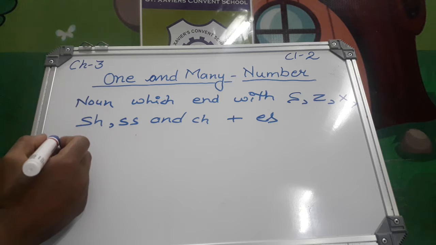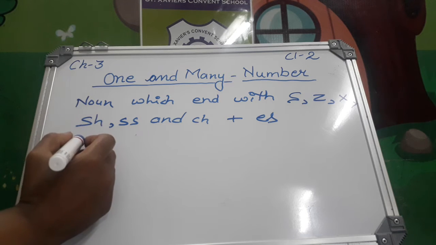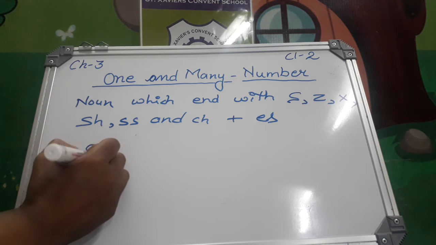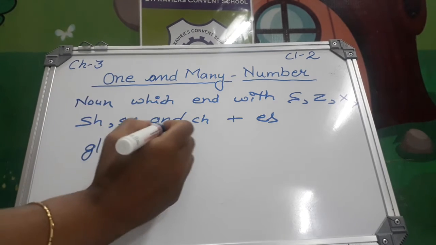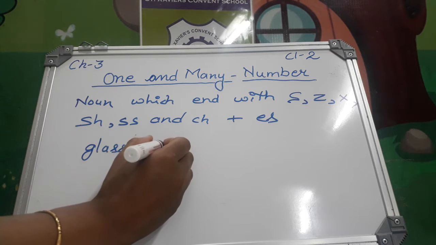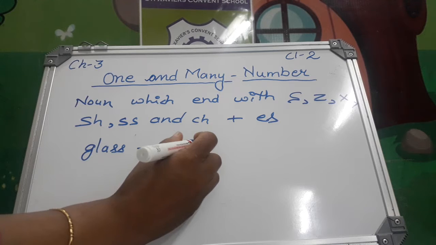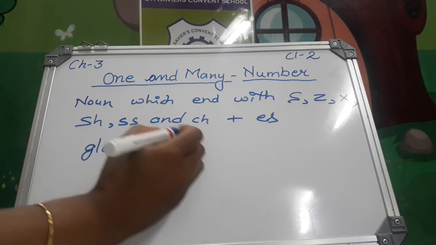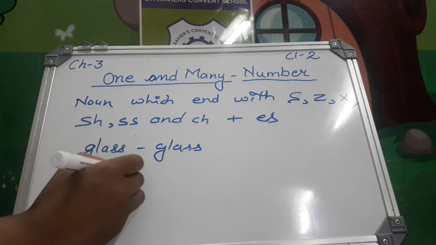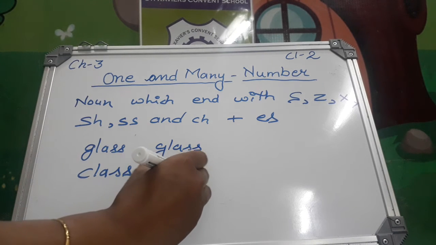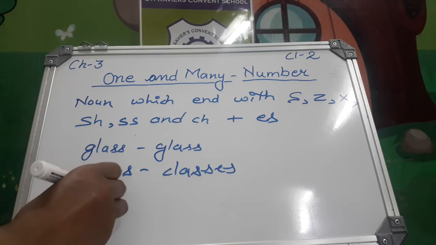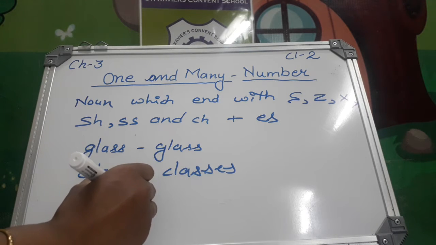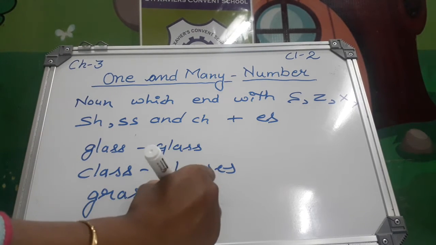For example, glass, glasses. Class, classes. Grass, grasses.